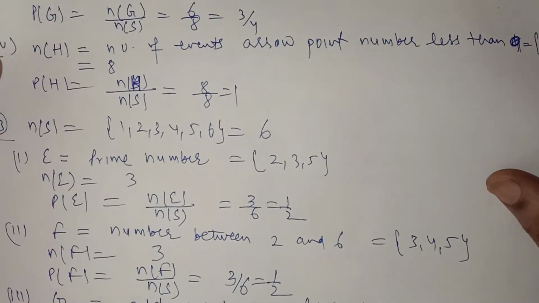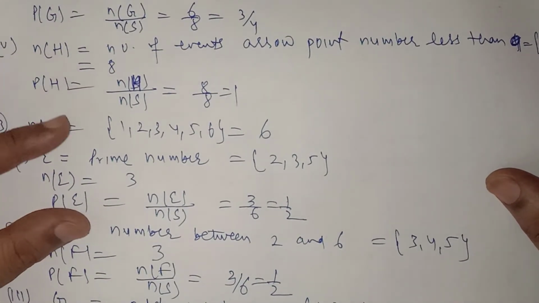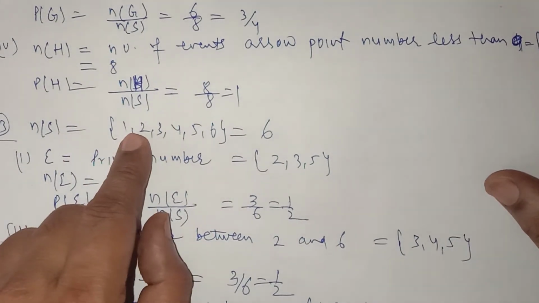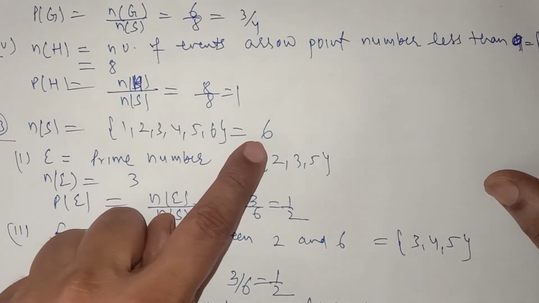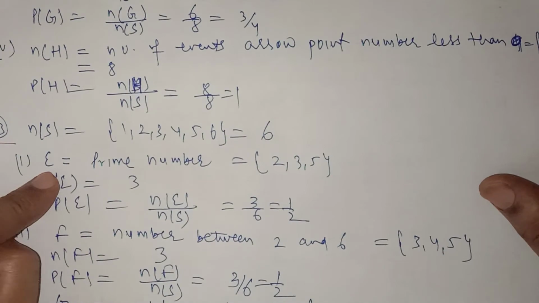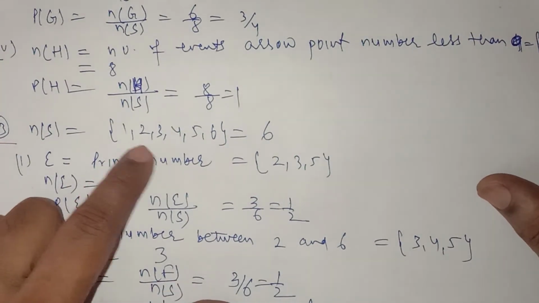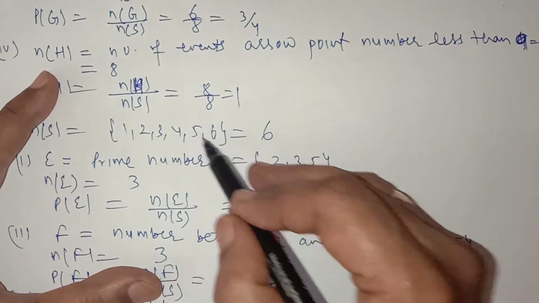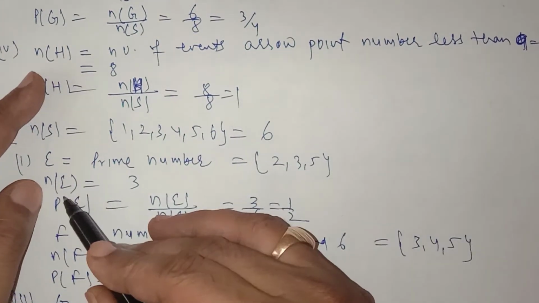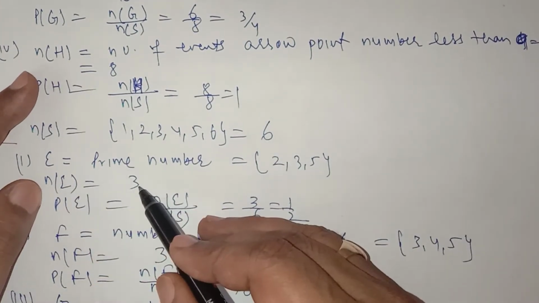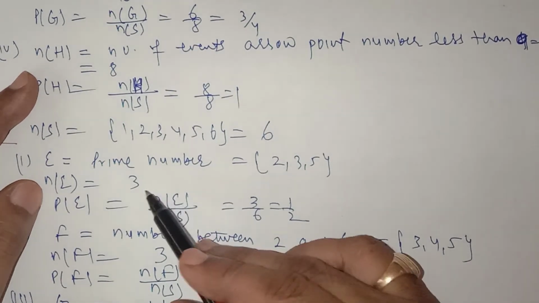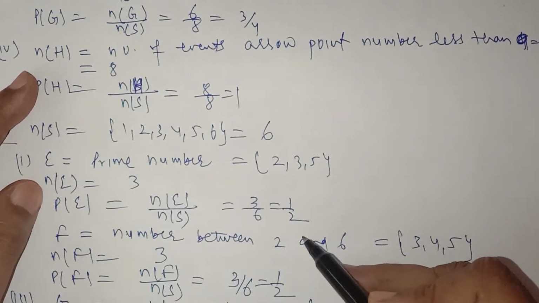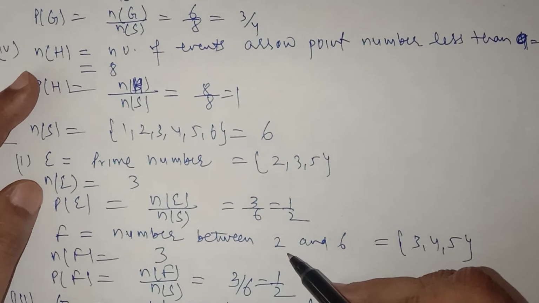Now in question number 13, a die is thrown once. So what is the sample space in this? It will be 1, 2, 3, 4, 5, 6. Now you have to find the probability of getting a prime number. So how many prime numbers are there in this 1, 2, 3, 4, 5, 6? 2, 3 and 5 are the prime numbers. So NE, the favorable events, is 3 and the sample space is 6. So 3 upon 6, that is 1 upon 2, is the probability of getting a prime number when a die is thrown once.